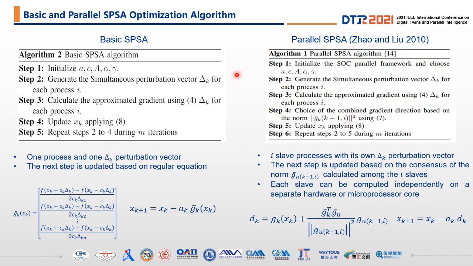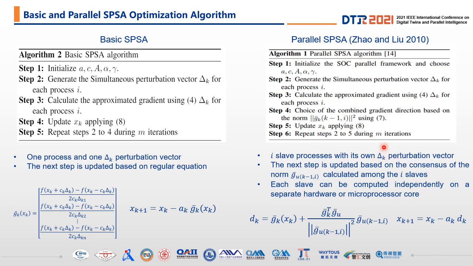The main difference, or the algorithm that we want to focus more on in this contribution, is the parallel SPSA. This parallel SPSA follows exactly the same steps. The only difference is that we have multiple instances of the parallel system that in this case are going to be replaced by the digital twin.